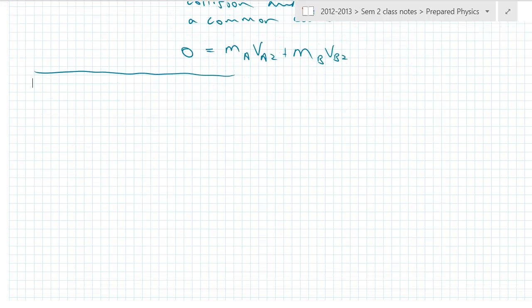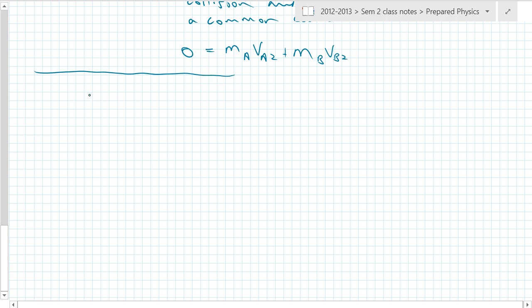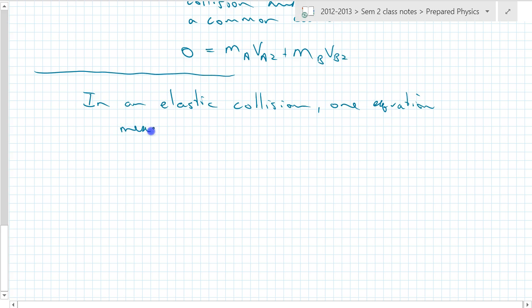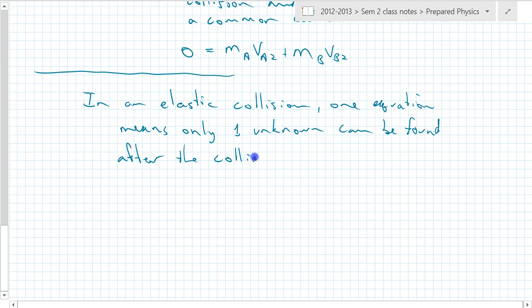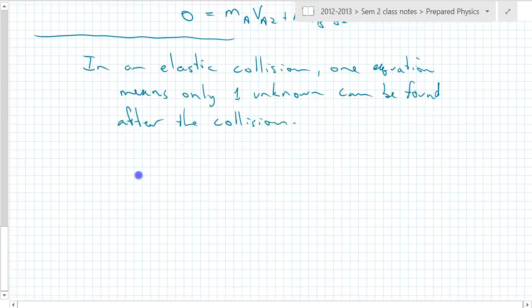Now there's one problem that I mentioned before, which is that in an elastic collision, one equation means only one unknown can be found after the collision. However, there are technically two kinds of elastic collision.